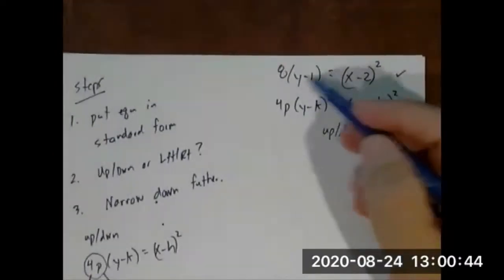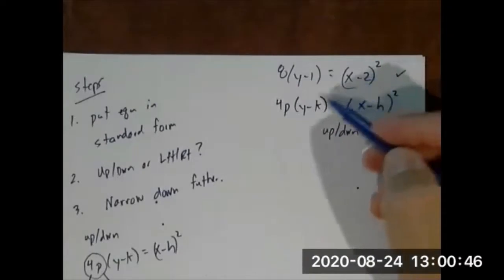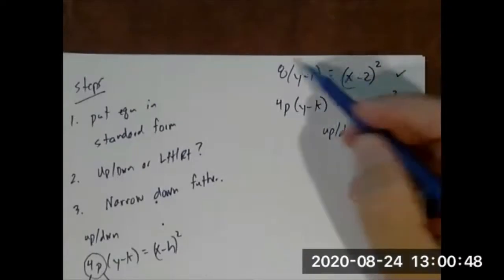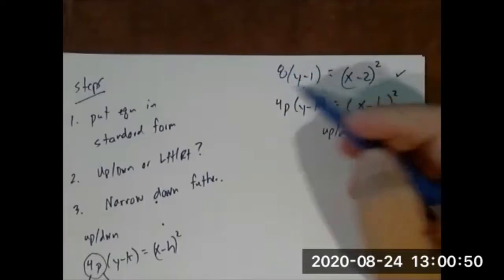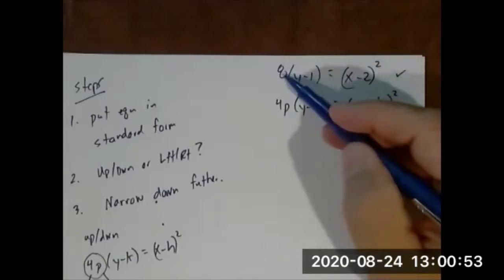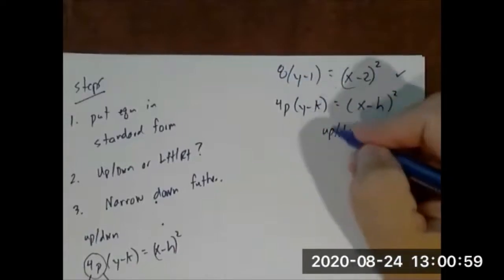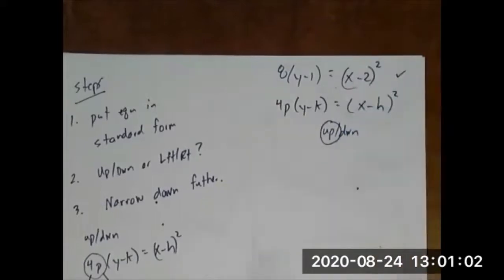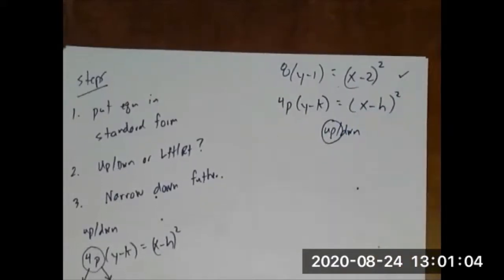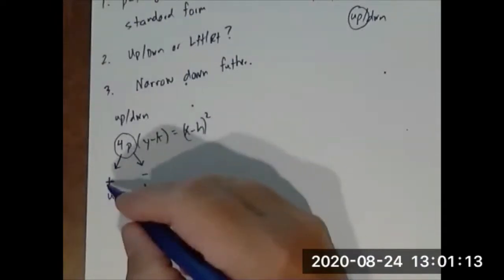So it's really very simple. For instance, in our problem, as soon as I put it in standard form, I look at the number in front of my y parenthesis and I simply say, is it a positive or negative number? Since it's a positive number, I know this is going to be an up parabola. This parabola opens up.